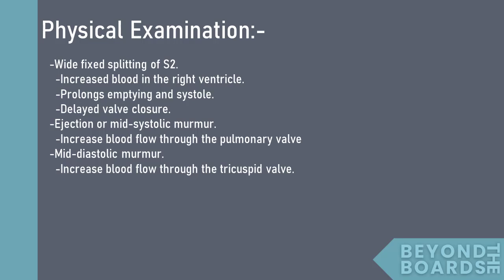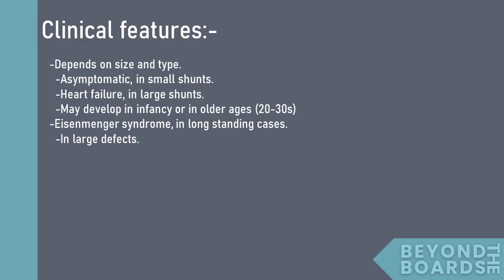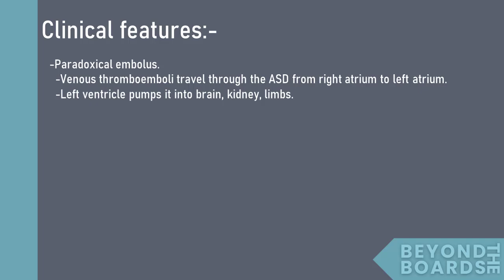The clinical features of an ASD depend on size and the amount of blood being shunted, so a small ASD can be virtually asymptomatic, while larger ones can cause heart failure, whether that be in infancy or later on in a person in his 20s or 30s. And in long-standing cases of large ASDs, the patient might also develop Eisenmenger syndrome.